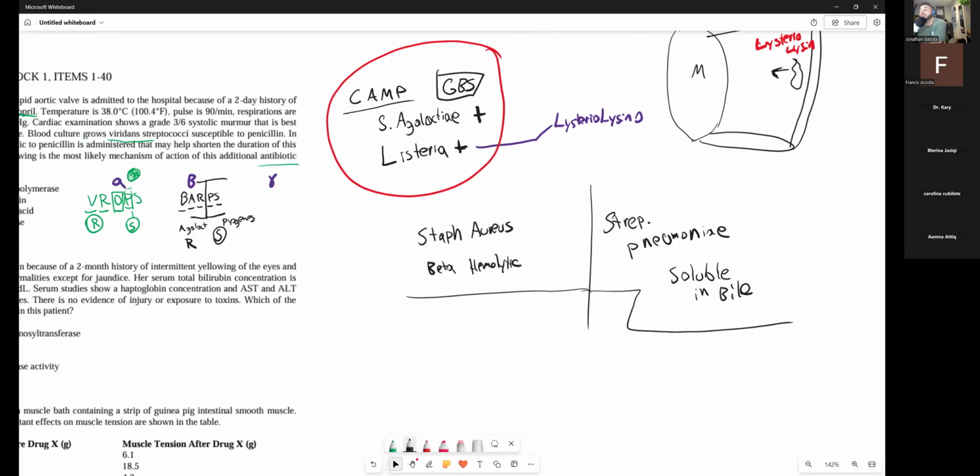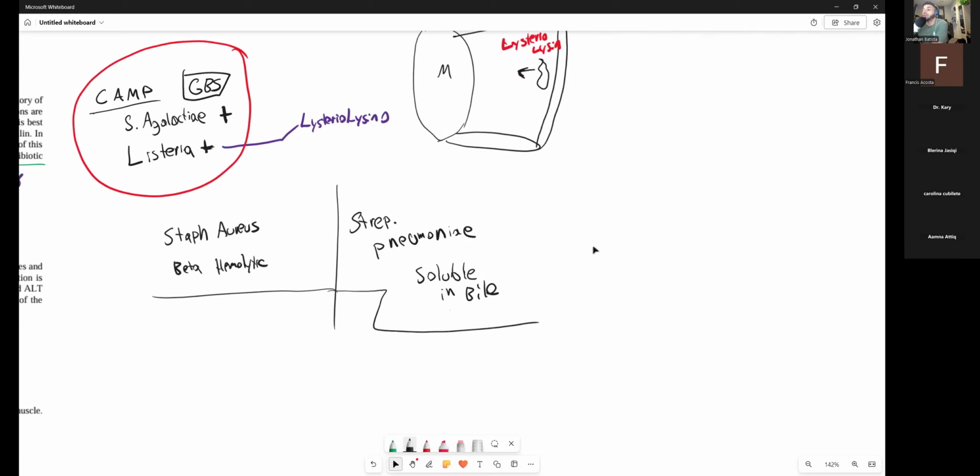So, let's see. What else is soluble in bile? All the gamma hemolytics? Both galactiae, well, sorry, not galactiae. They call it gallolyticus. That's strep bovis. Strep bovis, and also Enterococcus. These are all soluble in bile.